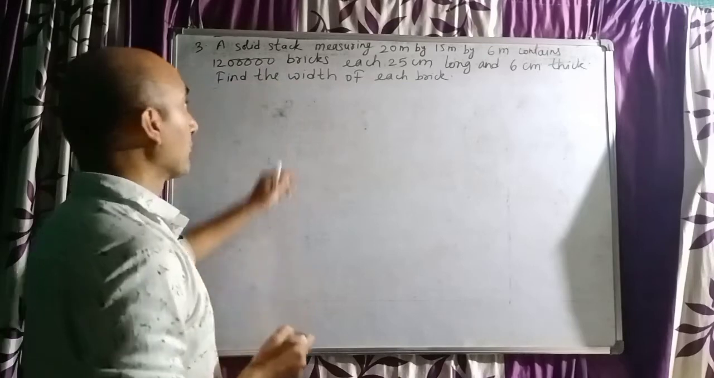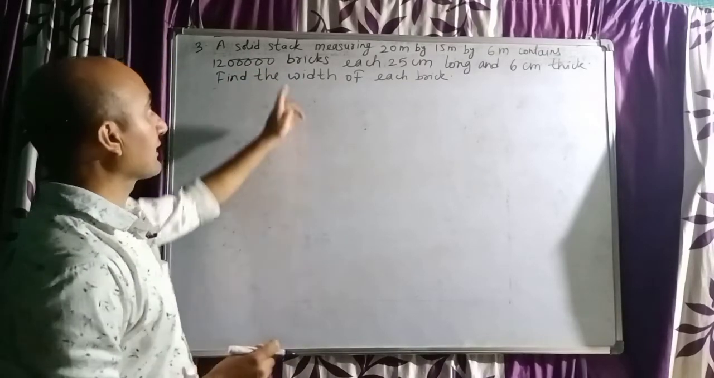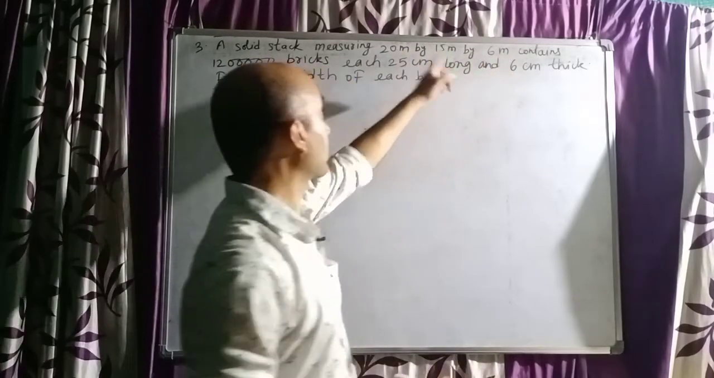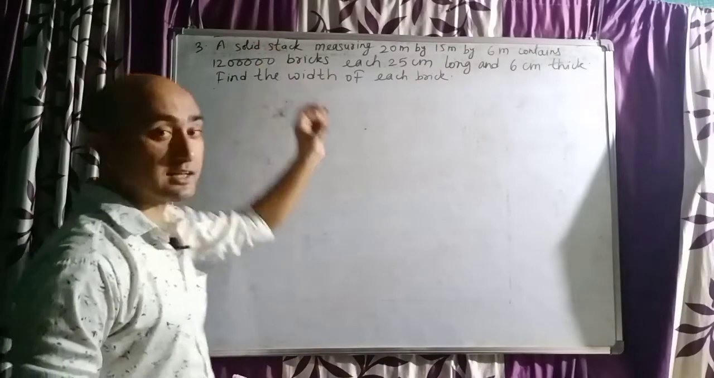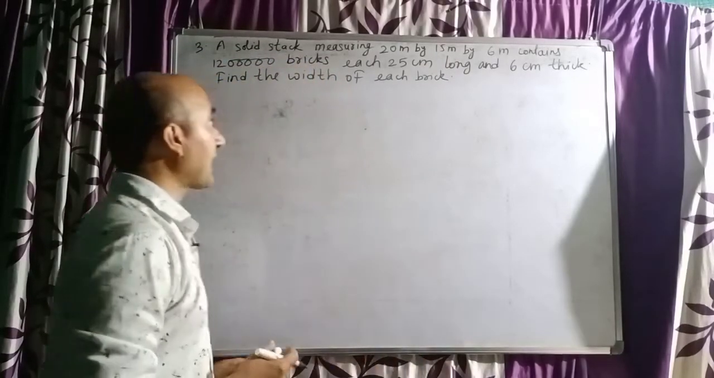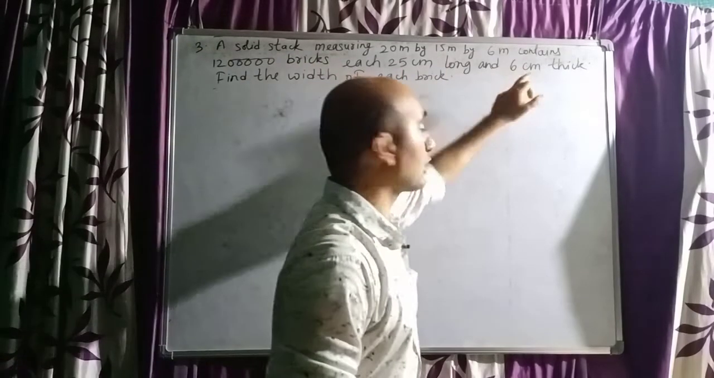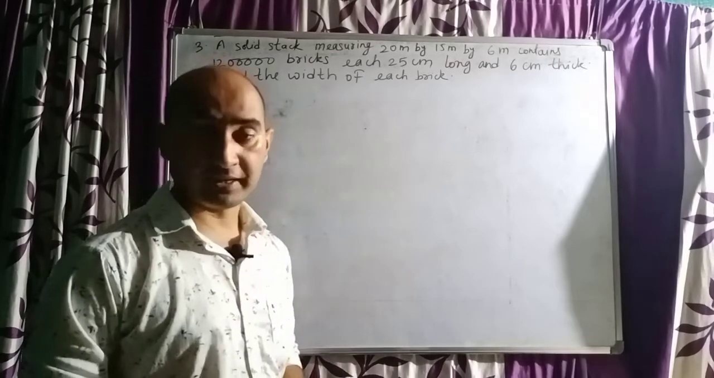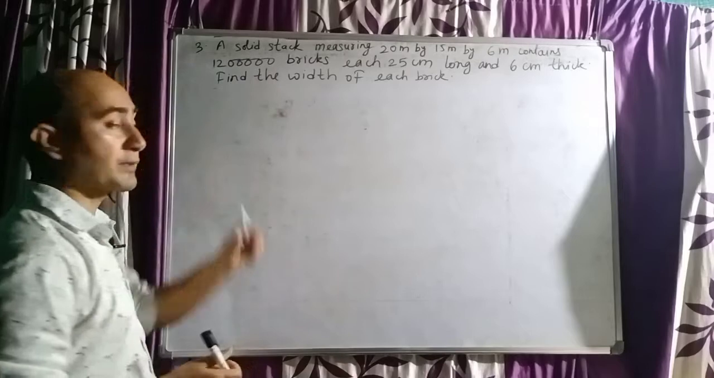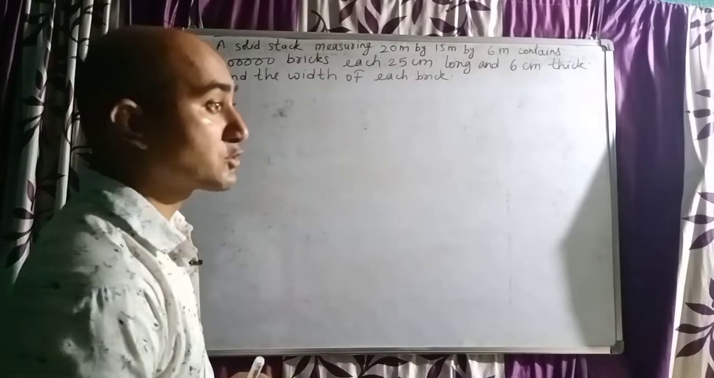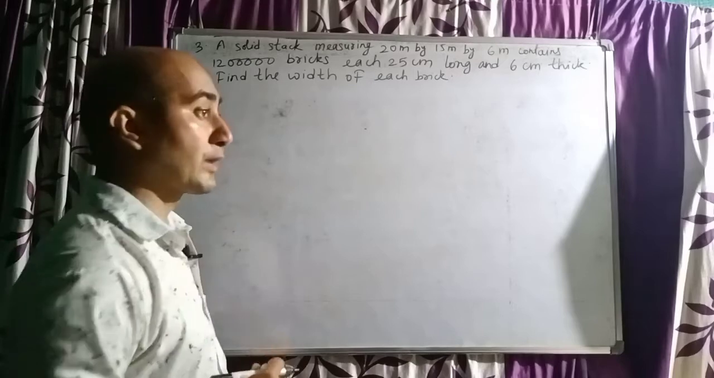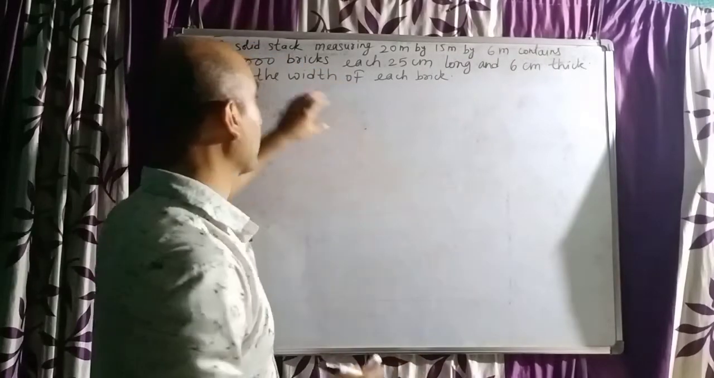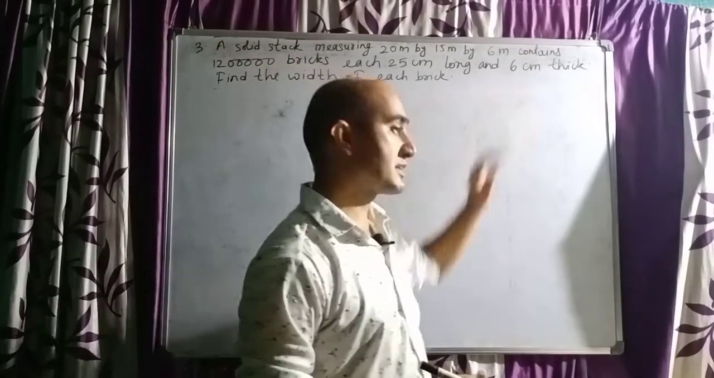So the number of bricks is given, and length, breadth, height 20 meter by 15 meter by 6 meter. Length, breadth, height of the solid stack, that is the larger cuboid, is given, and the length and height of the bricks are given. You have to find the width, that is the breadth of the brick. So the number of bricks used is also given. In such a case, whenever we divide the larger solid by the smaller solid, the number comes. It is actually the formula.